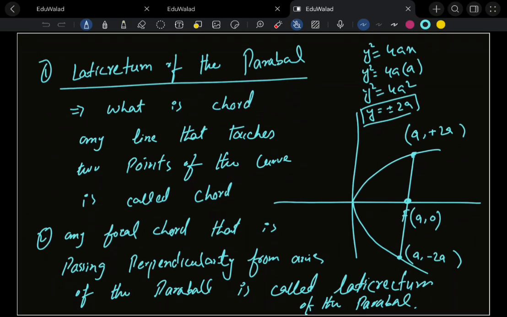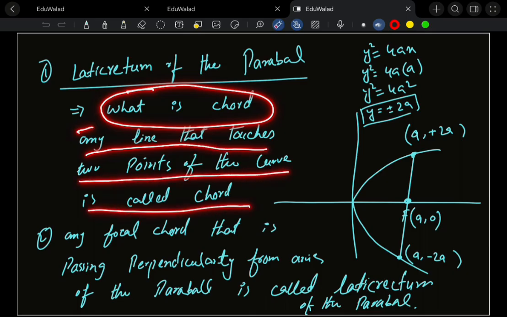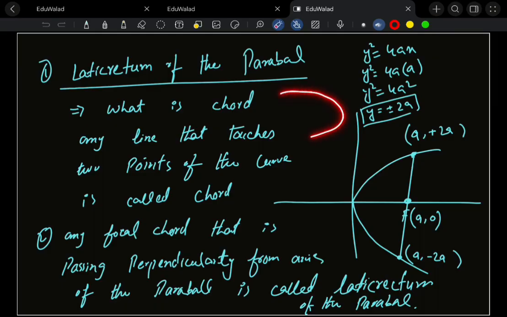Latus rectum of the parabola. What is the latus rectum of the parabola? First of all, we need to understand what a chord is. A chord is any line that touches two points of the curve. For example, this is a curve, and a line that touches two points of the curve, here this point and this point. So that is a chord. Any line that touches two points of the curve is a chord.